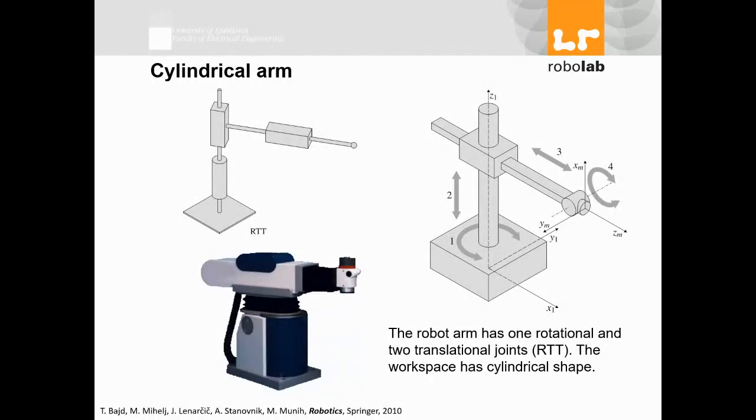And a cylindrical arm is a robot with RTT joints. I have rotation. This one can go up and down, and this arm can go back and forth. So the robot arm has 1 rotation and 2 translational joints. The workspace has a cylindrical shape.